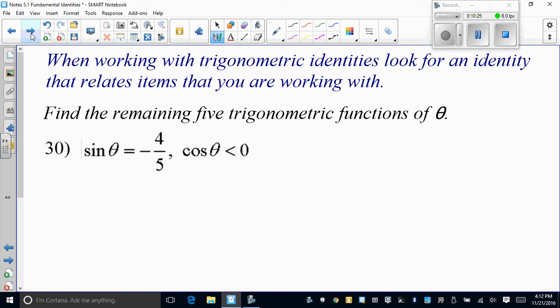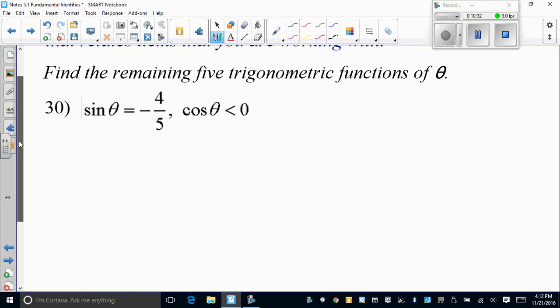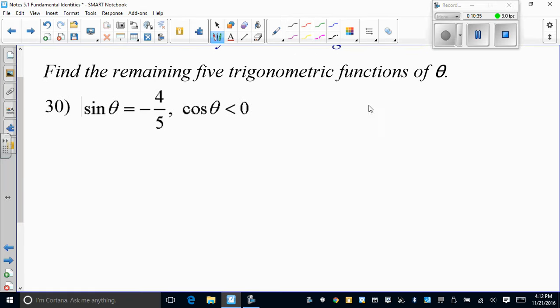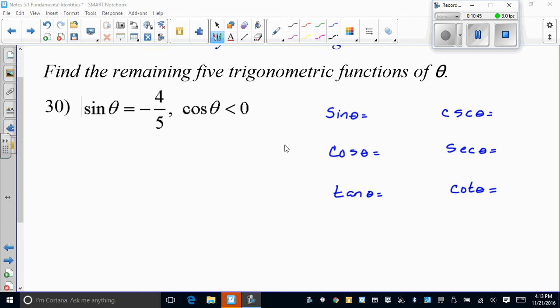Okay, next problem. Number 30, they gave you sine and then they tell you cosine is going to be less than 0, which means cosine is going to be negative as well. Okay, so on this one here, instead of taking time to write these up, sine of theta equals negative 4 over 5, so we can go, well, sine doesn't have x. Y is going to be negative 4 because sine is y over r, and r is always positive, and r is 5. And if you didn't already notice, this is a 3, 4, 5 triangle. So that makes x to be 3, but this tells me x is smaller than 0, so it must be negative as well.